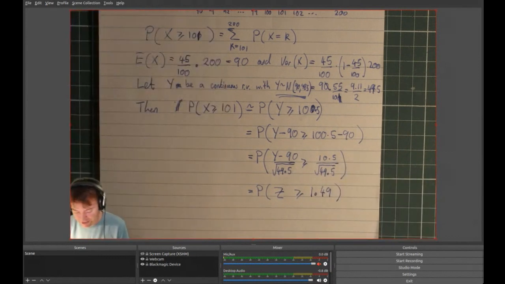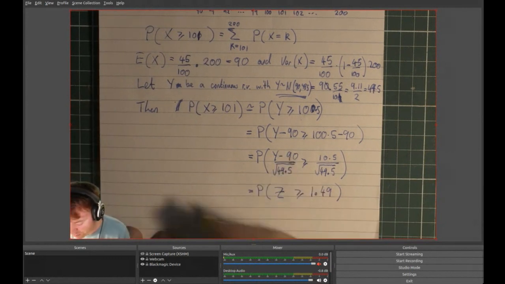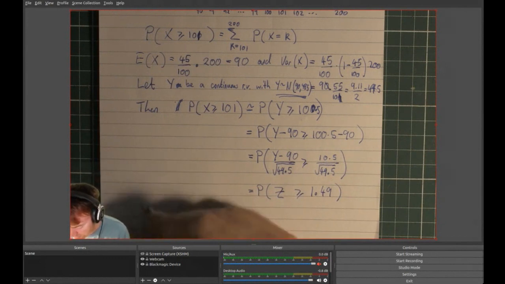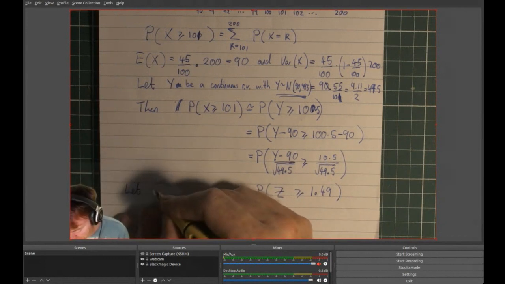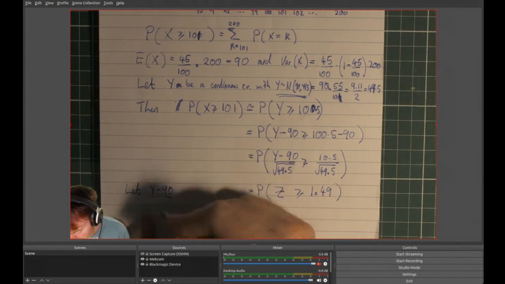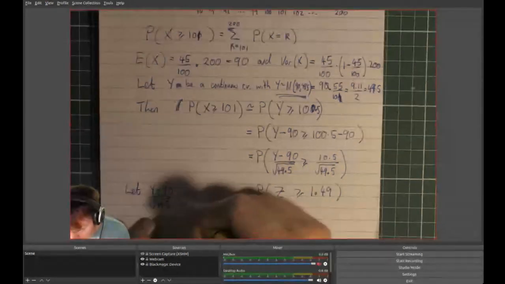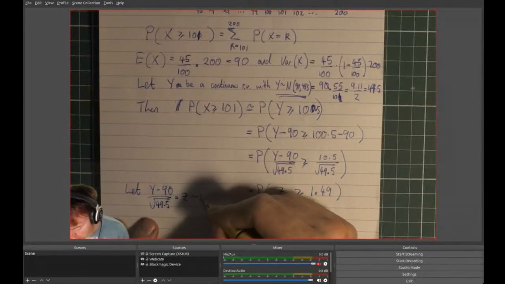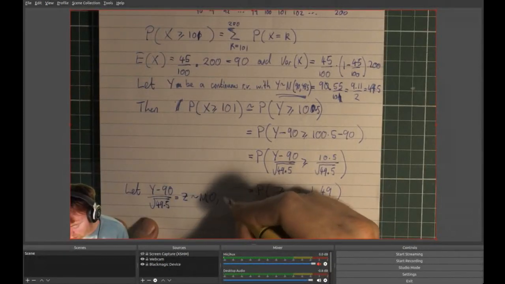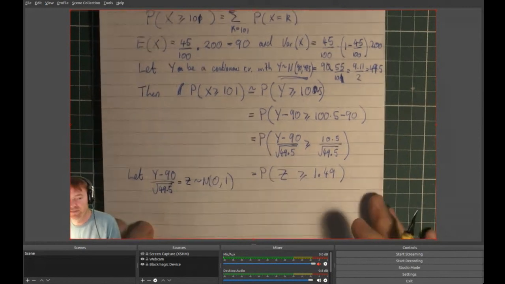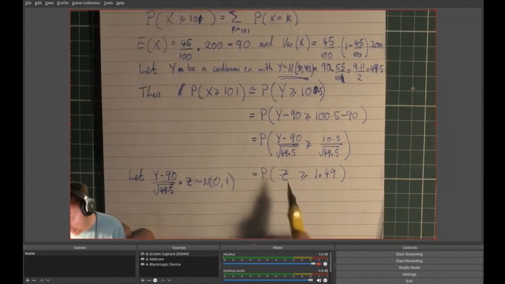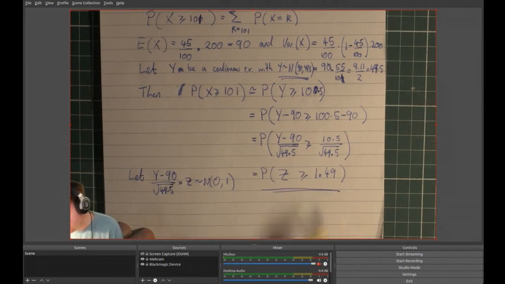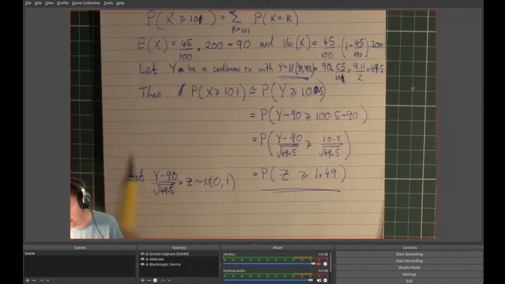Now, the reason I've done this, the reason I subtracted, or recentered, and then renormalized my discrete random variable, is that I can say let (Y minus 90) over the square root of the variance equal Z, a normally distributed random variable centered at 0 with variance 1. This makes it the kind of thing that I can look up on my table.